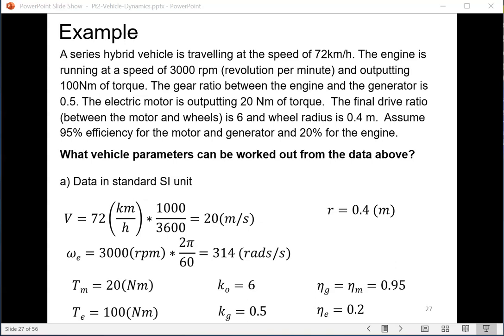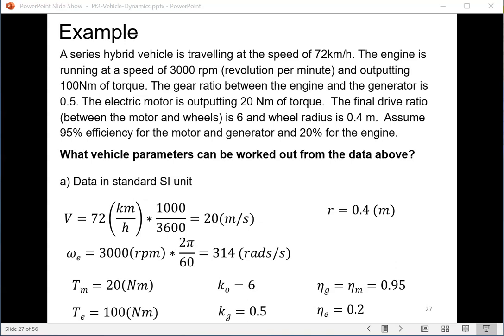So my question here is, I'm not really setting up one, two, three, four questions. I'm just saying, what kind of parameters can we work out from all this data above? And the answer is, again, a lot. But before we do that, I want to convert all the values, because the parameters given here are not necessarily all in the standard SI unit. So I'm going to convert everything into standard SI units before I do my calculations.